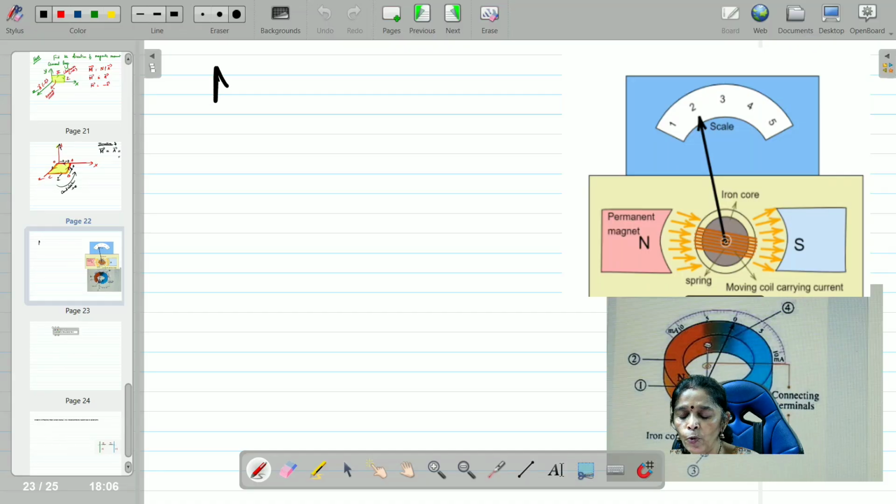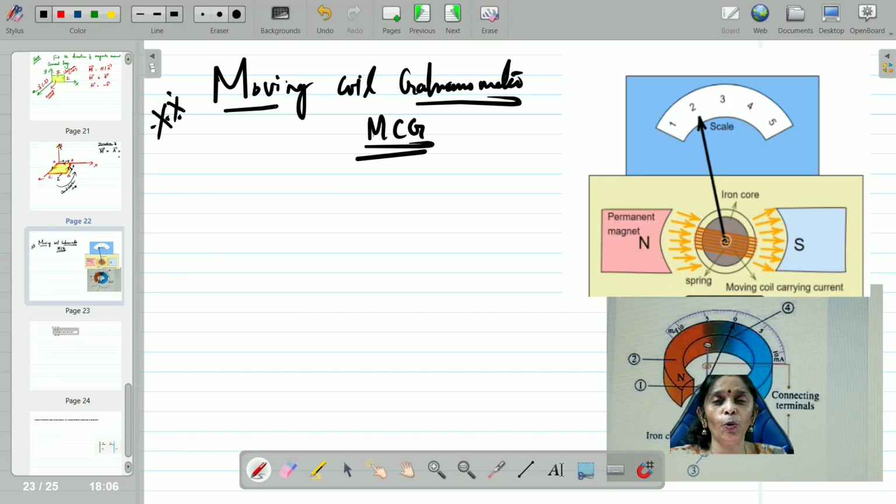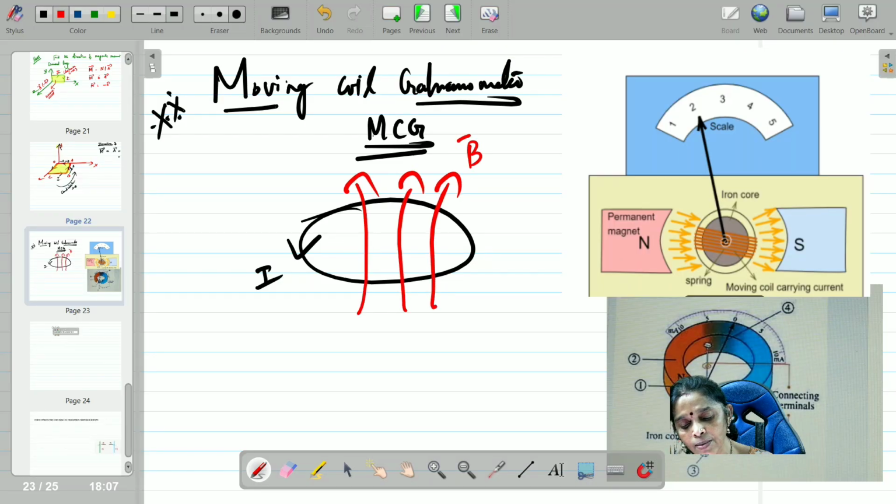Come back next. Moving coil galvanometer. Such a very, very important question and it is coming for the examination. Moving coil galvanometer, otherwise simply called MCG, children. How do we do it? I have already told you, if you take a coil and pass current through the coil, what will be produced? Magnetic field. So look at the direction of the magnetic field. Let us suppose current is anti-clockwise, the magnetic field is outwards.